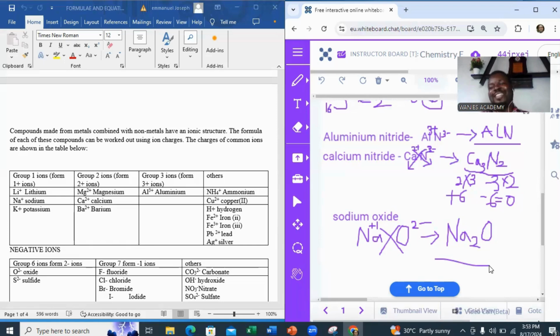So we'll stop here today. When we meet next week, we'll be looking at how to name ionic compounds with polyatomic ions or radicals. That's great.